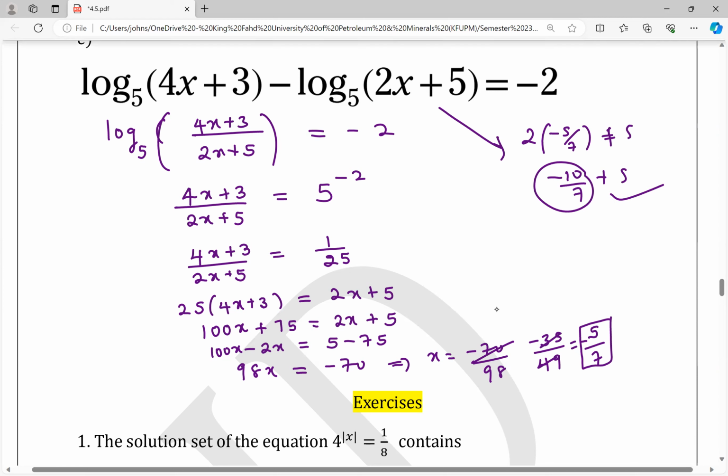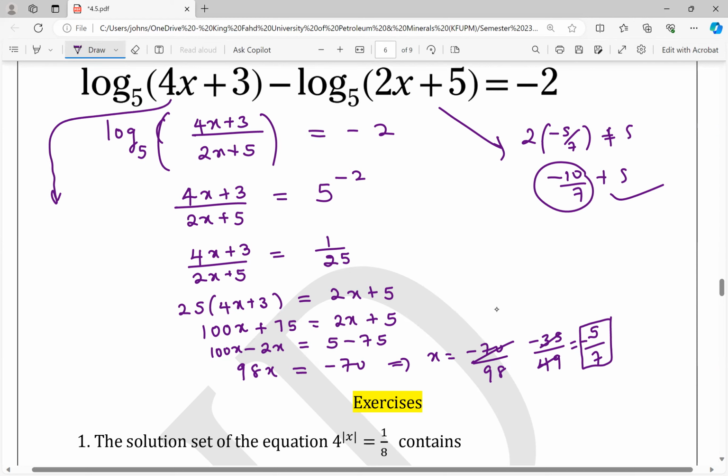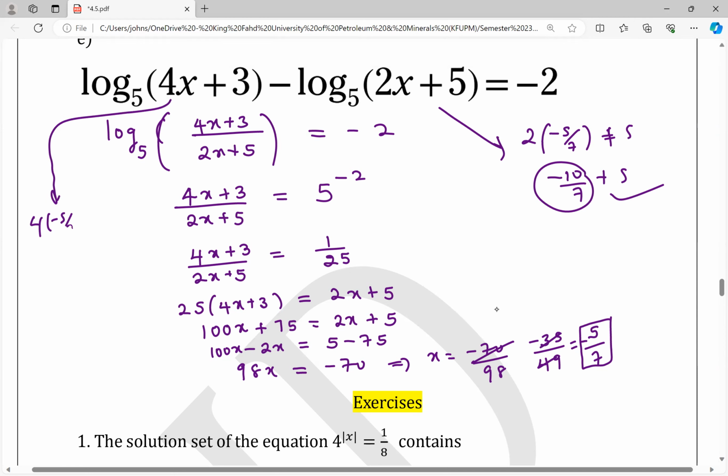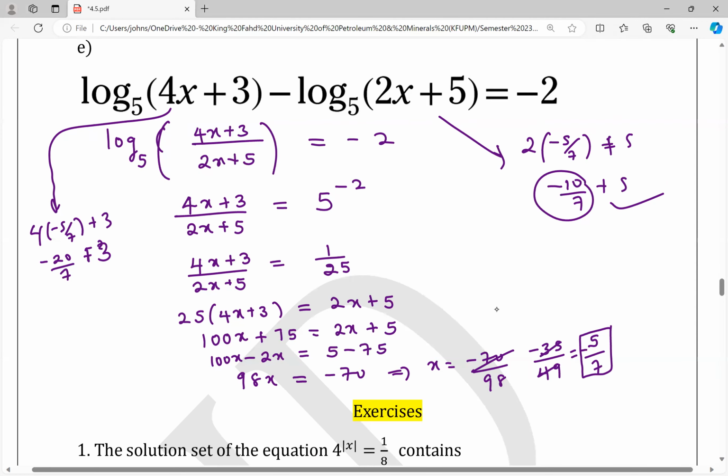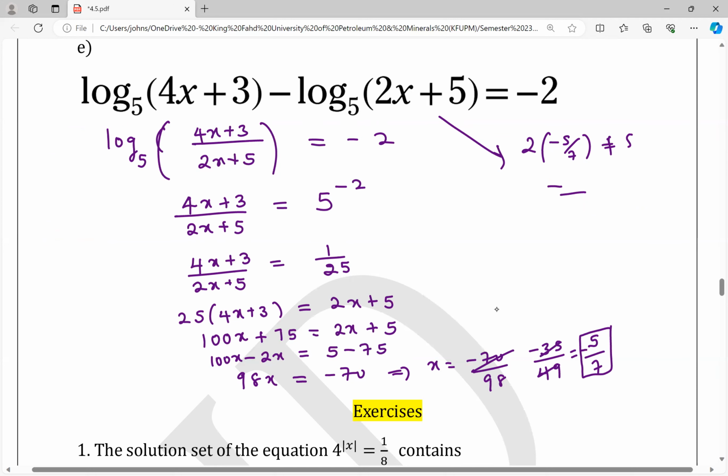Also, you can substitute it here. You will have 4 times minus 5 over 7 plus 3. This will give us minus 20 over 7 plus 3. Yes, this is a positive number because minus 20 over 7 is about minus 2 point something. Minus 2 point something plus 3 is a positive number. So in both cases, it means we're good. So our x is just equals to minus 5 over 7.